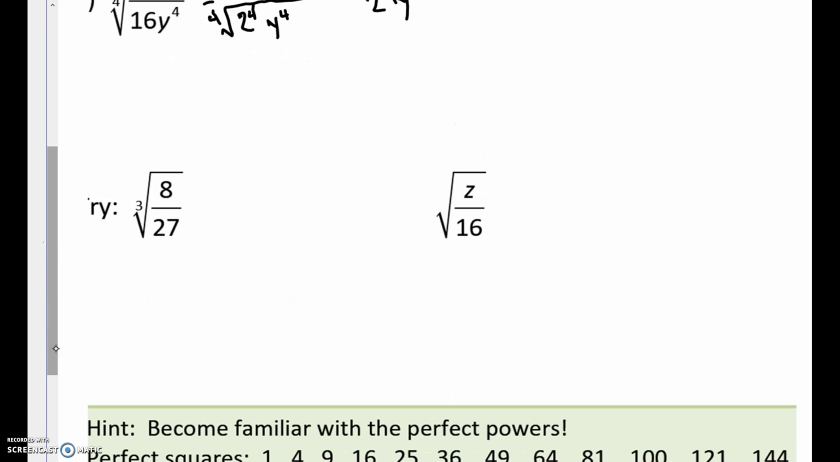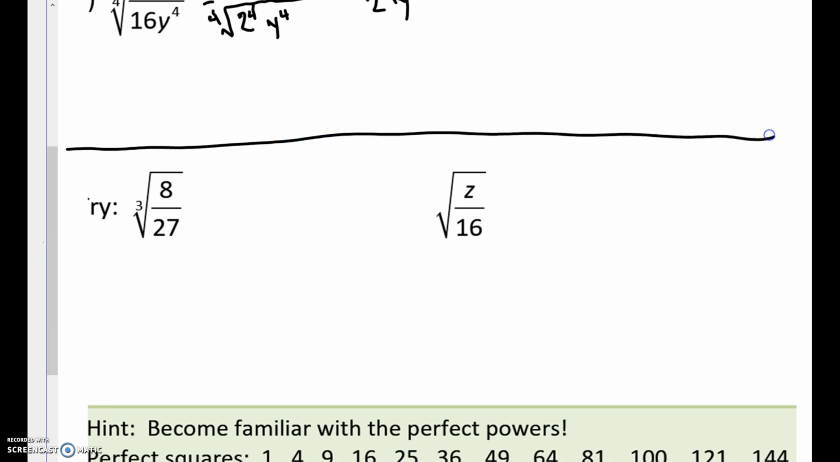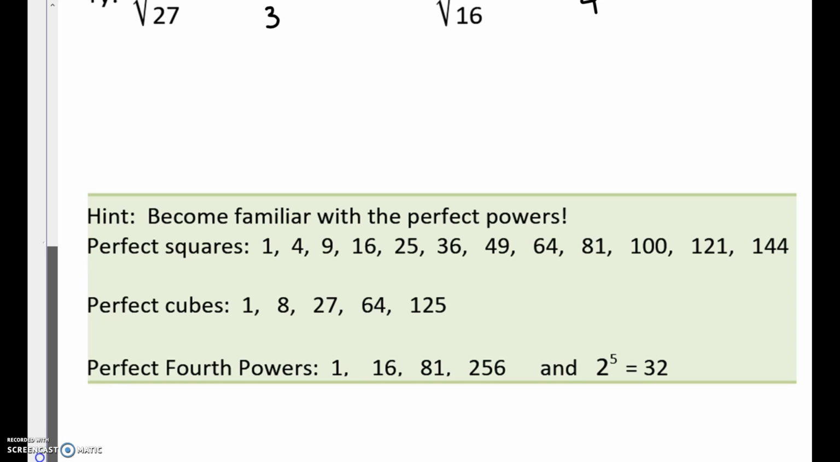And I want you guys now to try these two. Pause your video, take a look at it, answer the questions. Okay, go ahead and check your answers. 2/3 and the square root of z over 4. All right, let's take a look at these.